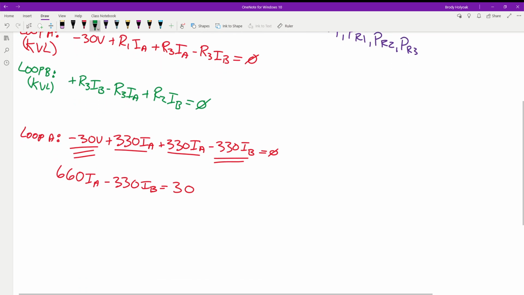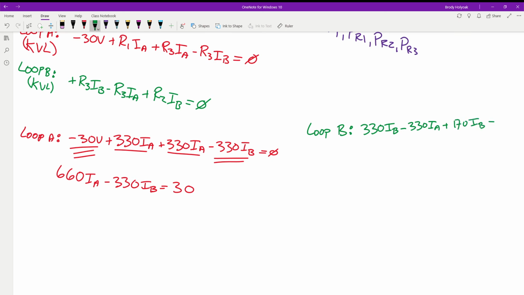Okay, so we're going to switch over and do our equation for B. So our equation is R3 times IB minus R3 times IA plus R2. So we put the values of what we know back into the equation. So we get 330 IB minus 330 IA. That takes care of the first two parts. Plus 170 IB equals 0.